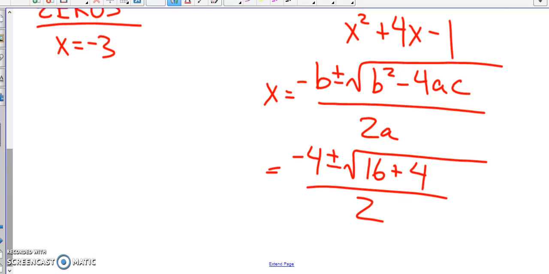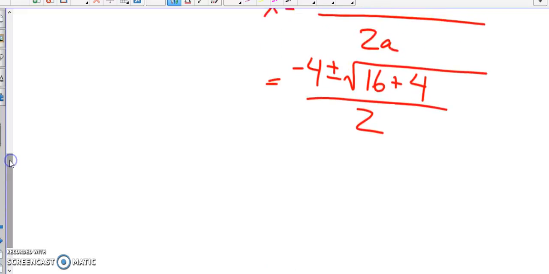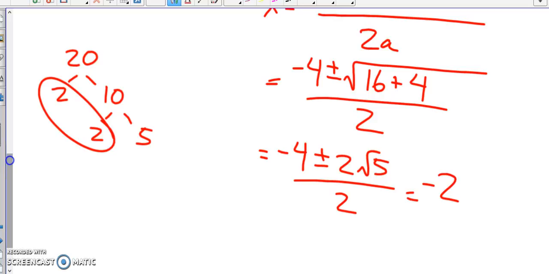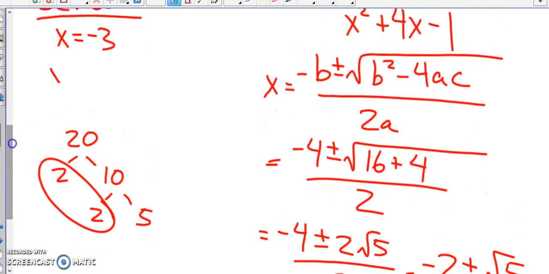I knew something didn't look right. That becomes the square root of 20, right? That's 2 square roots of 5. So this is negative 4 plus or minus 2 square roots of 5 over 2, which would be negative 2 plus or minus the square root of 5. Hopefully that went okay. So I'd have negative 2 plus or minus the square root of 5.